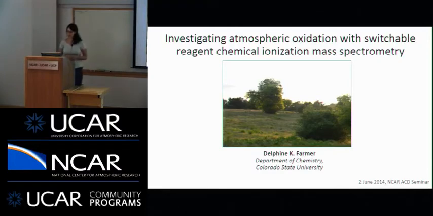So as Becky mentioned, I'm going to be talking about atmospheric oxidation chemistry, and in particular, the work my group has been doing in trying to use multiple reagent ions to do chemical ionization mass spectrometry. And I will explain to you what that means. I know there are a few modelers in the room. Thank you for coming. But to frame this, this is a photograph from the SOAS ground site.